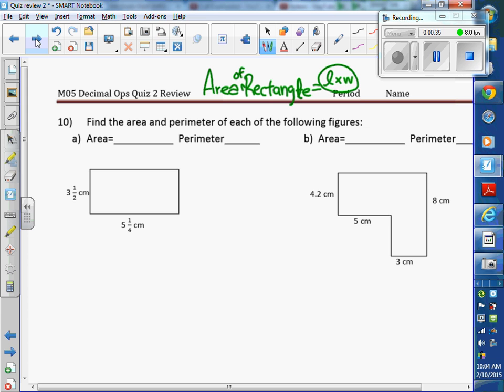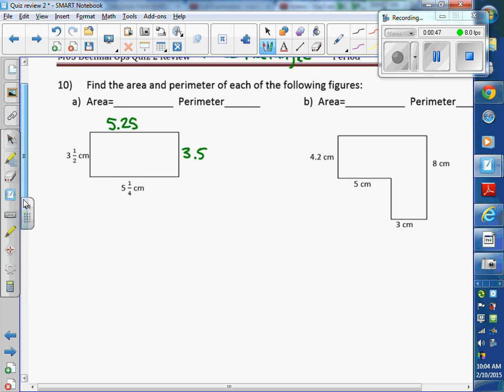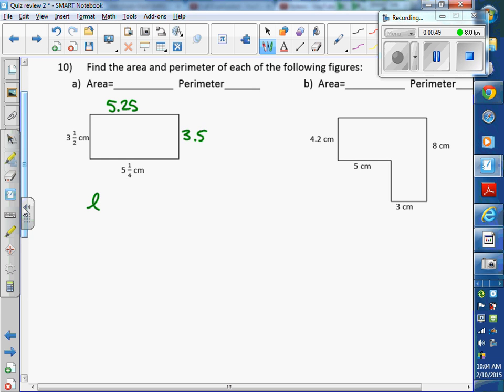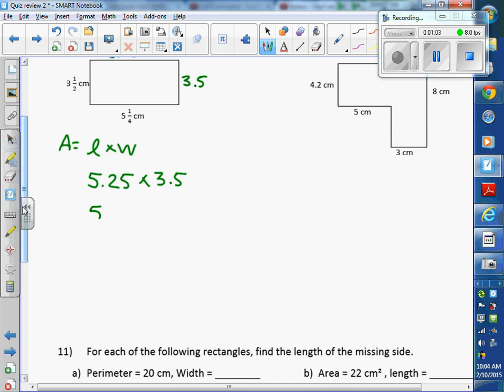But another method would be just to convert to benchmark fractions, because 3.5 is 3.5, and 5 1/4 is 5.25. So to find the area, you multiply the length times the width. So we're going to multiply 5.25 times 3.5. So I'm going to start that multiplication process.